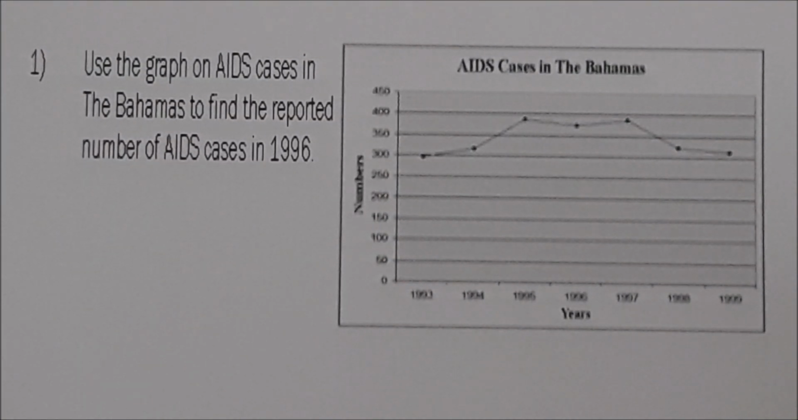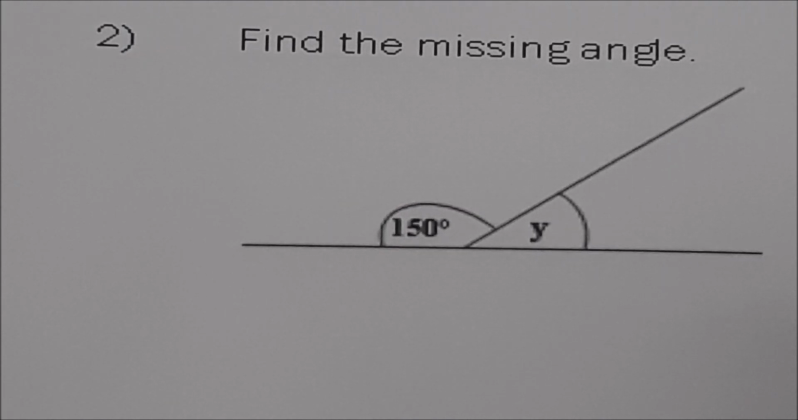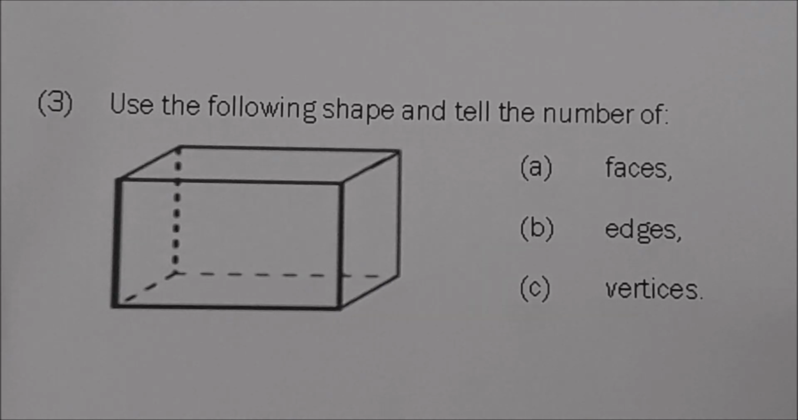Number 1, BJC Revision Test 2. Use the graph on AIDS cases in the Bahamas to find the reported number of AIDS cases in 1996. Question 2. Find the missing angle. Question 3. Use the following shape and tell the number of A. Faces, B. Edges, C. Vertices.